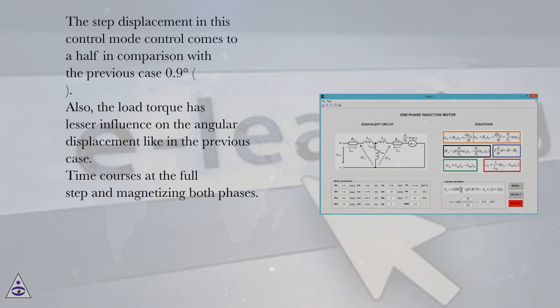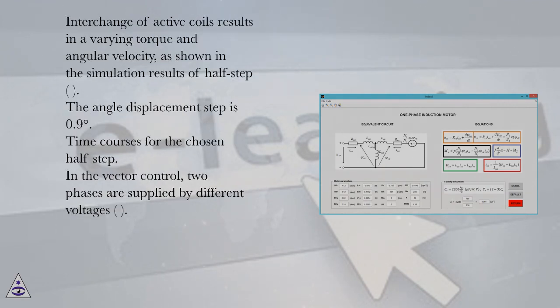The step displacement in this control mode comes to a half in comparison with the previous case, 0.9 degrees. Also, the low torque has lesser influence on the angular displacement like in the previous case. Time courses at the full step and magnetizing both phases. Interchange of active coils results in a varying torque and angular velocity, as shown in the simulation results of half step. The angle displacement step is 0.9 degrees. Time courses for the chosen half step.